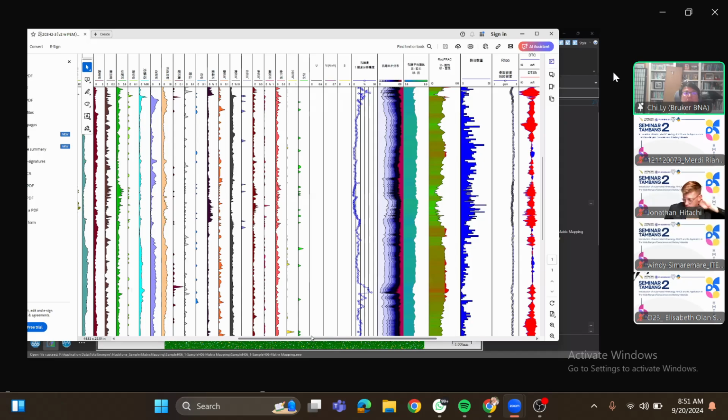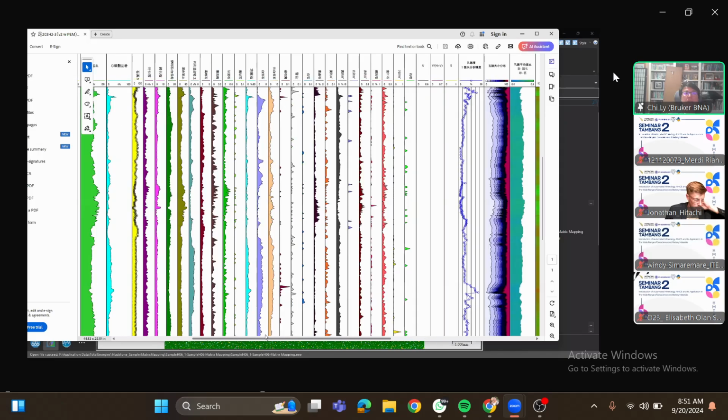Obviously, a lot of single analyses, but consistently collected over the length of the core, it gives you a really good understanding of what you're looking at in the actual sample itself.